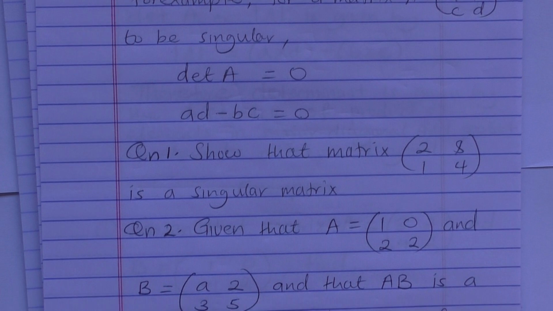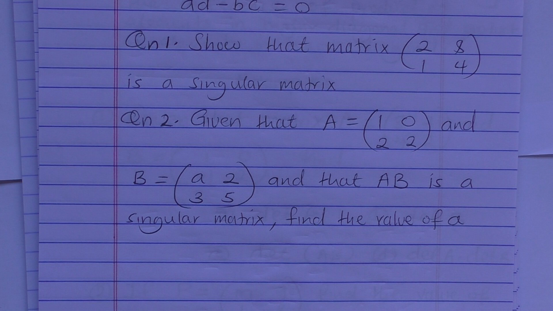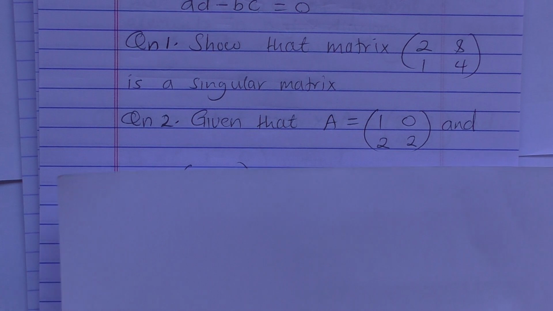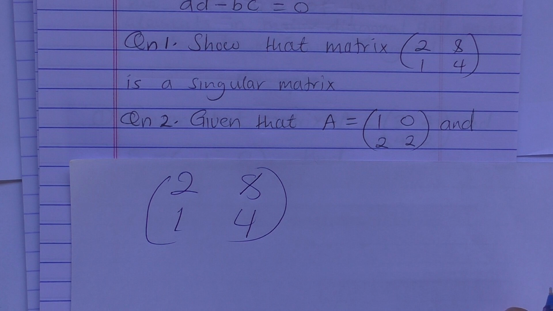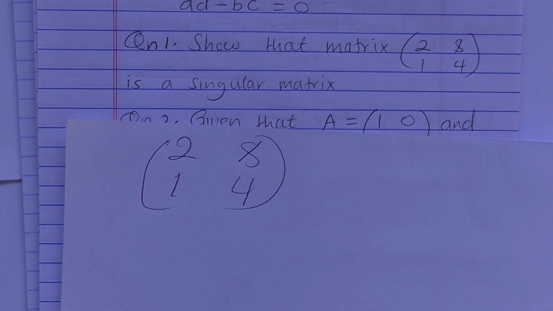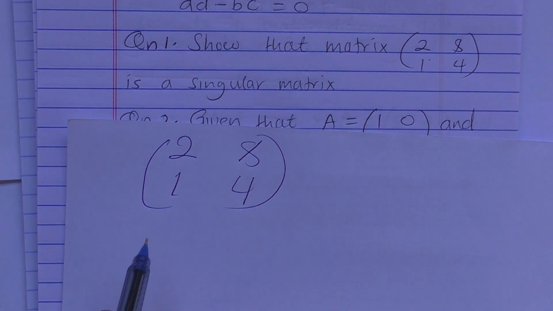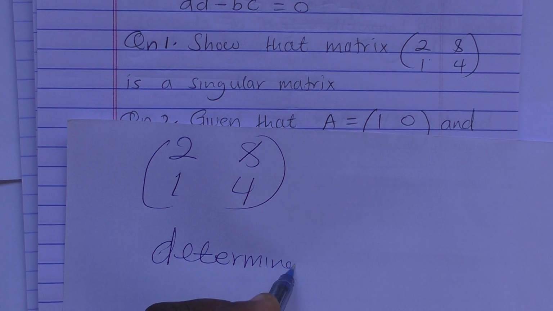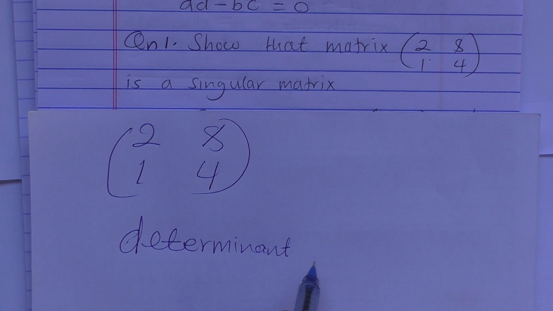And now, let us look at how we can apply this knowledge in answering questions. In question 1, we are told to show that matrix 2, 8, 1, 4 is a singular matrix. But remember, for this matrix to be singular, its determinant should be equal to 0. So, in showing that it is singular, we find its determinant. And if the determinant equals 0, then it will be a singular matrix.